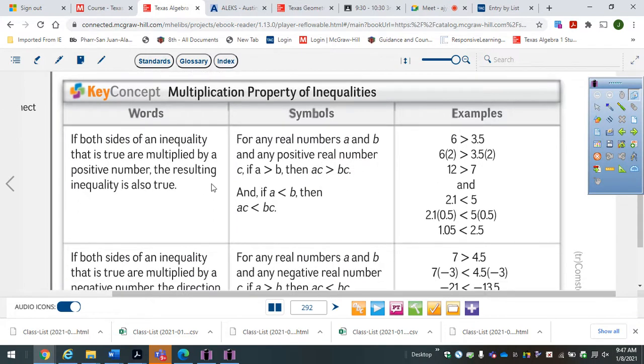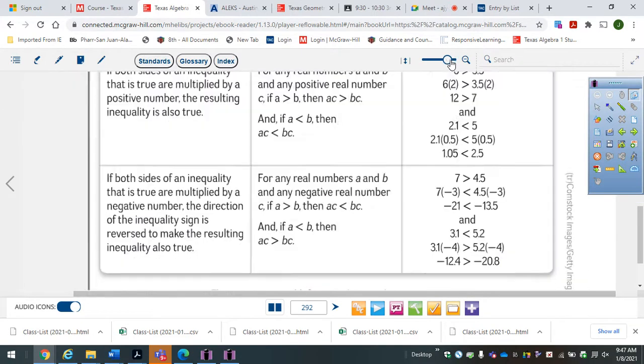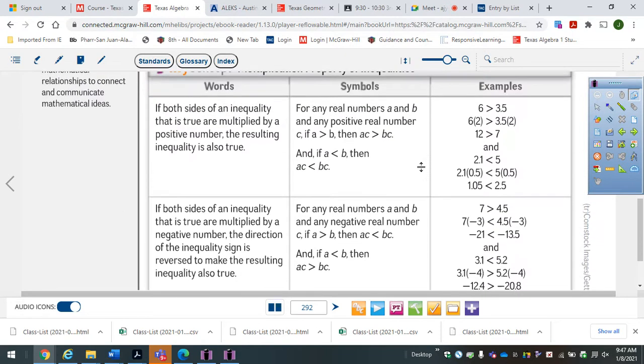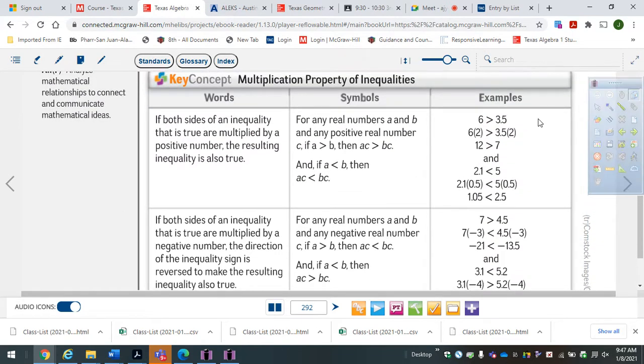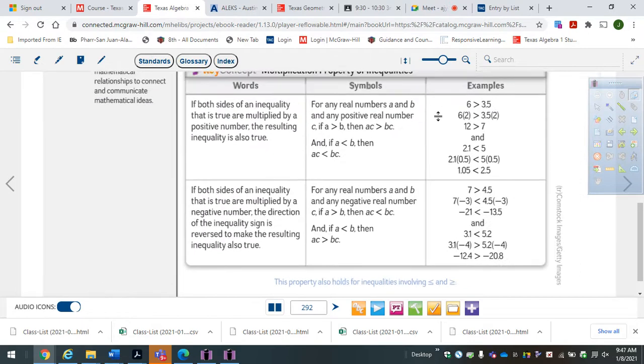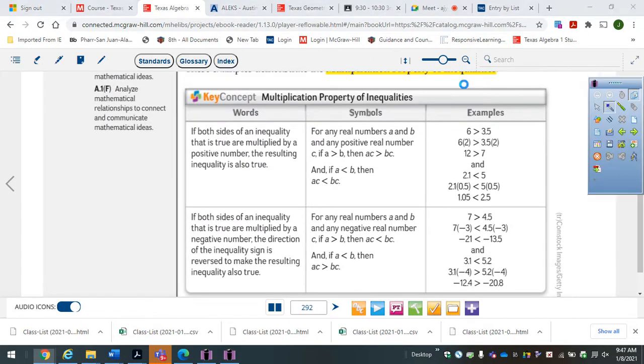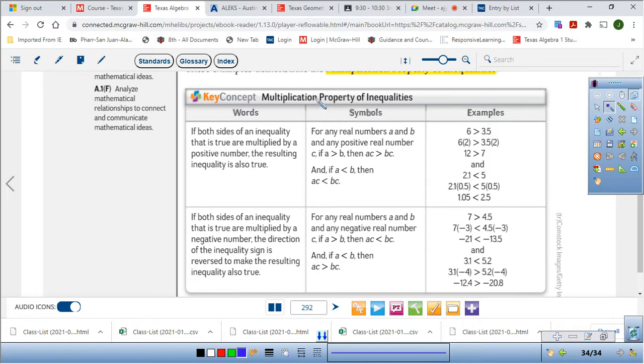So here we go. So just copy. Let me zoom out a little bit, and I'll talk to you about it. So you pause it here, and I'm going to just save us some time, okay? Multiplication and division symbols, okay? So what this part says here, if you have an inequality and it's true, and you multiply by a positive number, you keep the inequality sign the same. That's it, keep it the same.